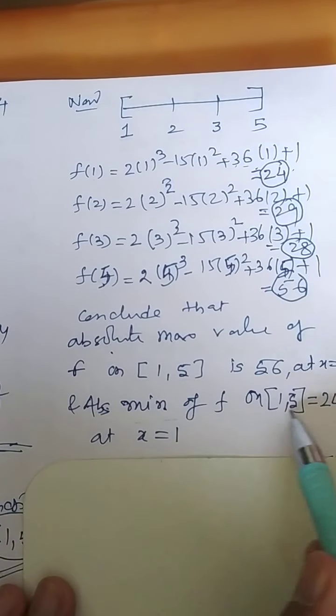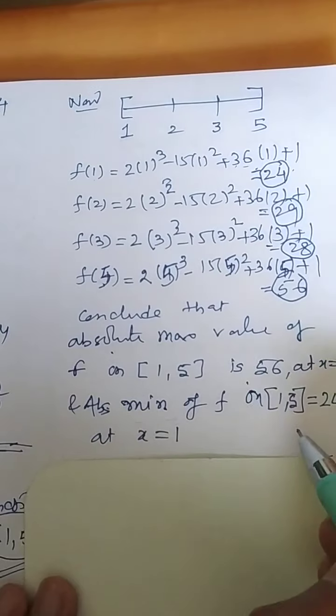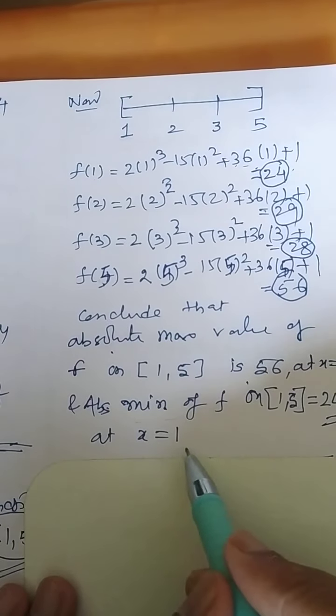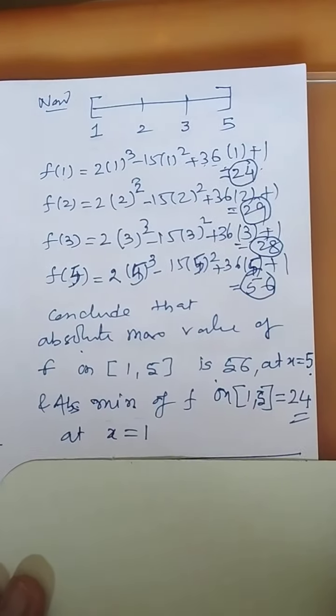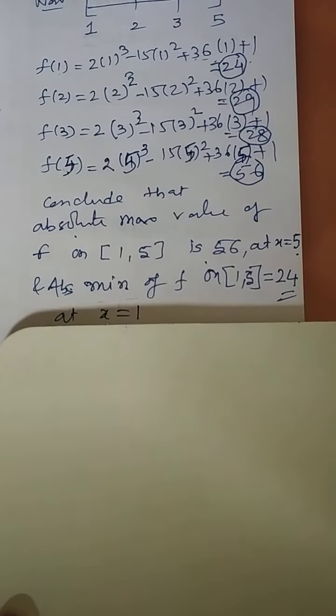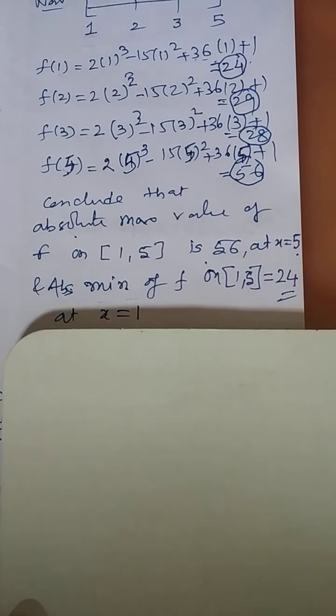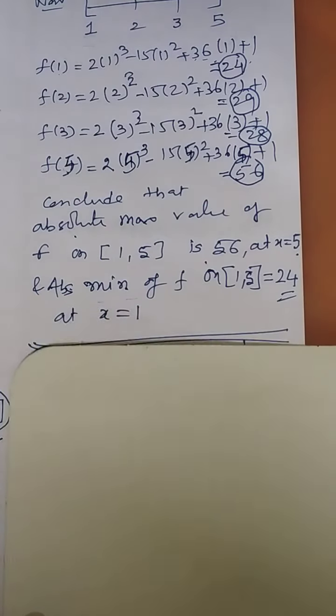So the absolute minimum value of the function in the interval 1 to 5 is 24, and that will be at x equal to 1. Okay. So far I have talked about two issues. One is local maxima, local minima, where the second derivative is applicable. The other is absolute maxima, absolute minima, where no second derivative is needed. Straight away you can get the first derivative, the critical points, and discuss the function.